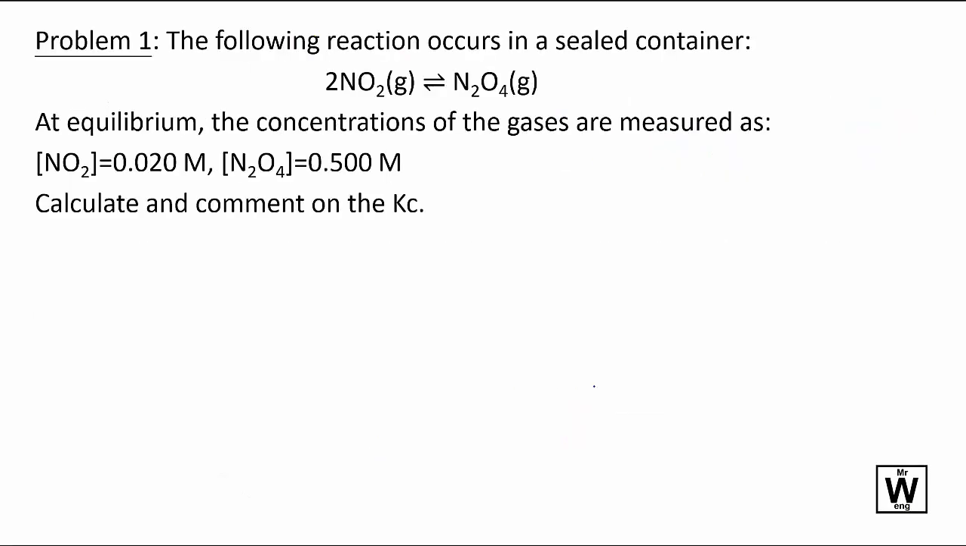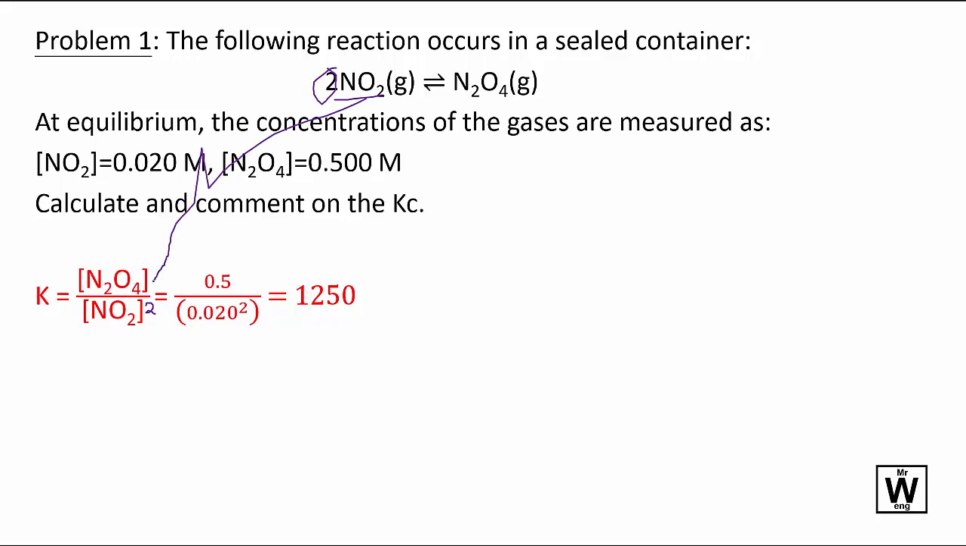So just a practice question here. The following reaction is here and the concentrations are given. Calculate and comment on the Kc. So Kc, just write out the Kc expression. So products over reactants. The reactants here are to the power of 2 because there's a 2 there. It's a little mistake there, so just double check all your working each time. So put the 0.5 in, put the 0.02 in, and you get 1,250 is the Kc for this reaction.